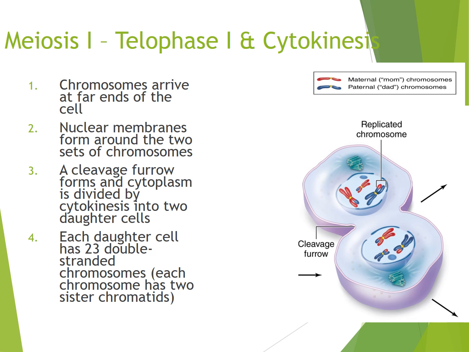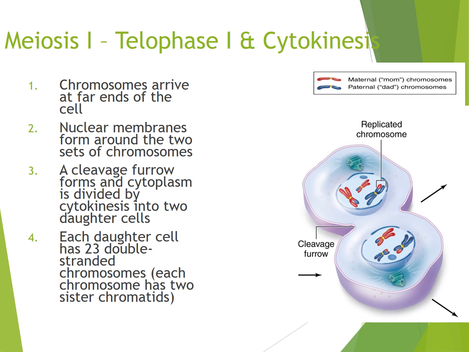Following anaphase 1, we have telophase 1 and cytokinesis. Here, the chromosomes that have been replicated are now at opposite ends of the cell. Then a nuclear membrane may reform around these chromosomes, and a cleavage furrow will form and have the cytoplasm of the cells divide.